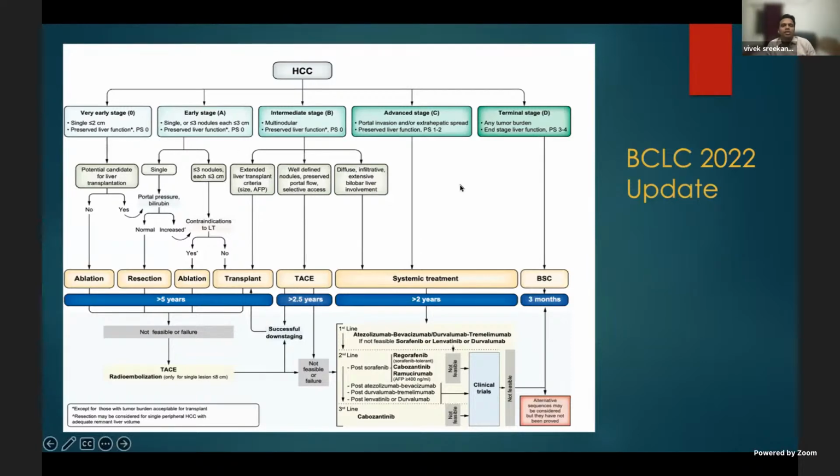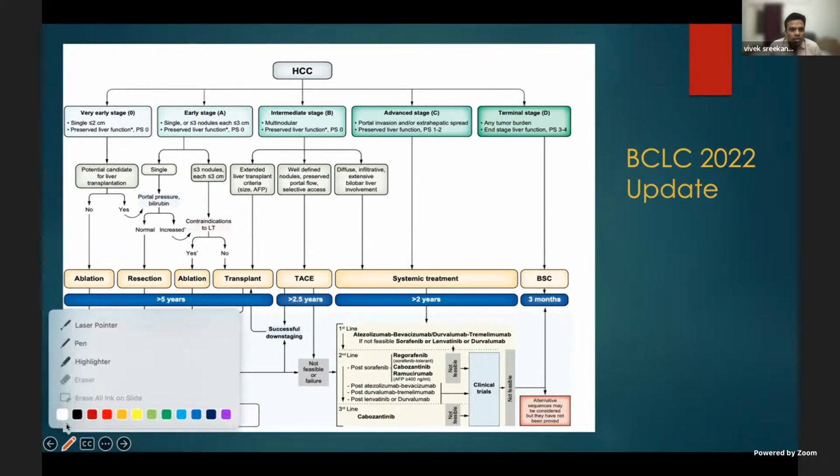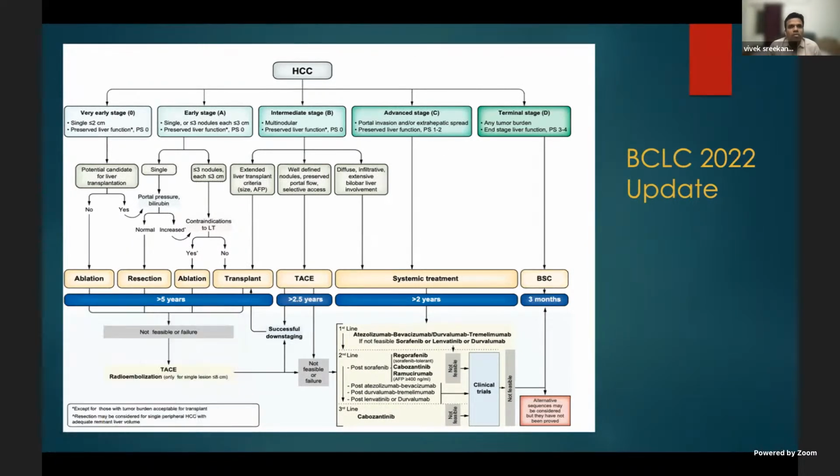Okay, so now everyone has talked about this slide. I think everyone has already touched on advanced and unresectable HCC. So I will be talking about the new changes which have come in early stage and intermediate stage HCC, and also in very early stage HCC with regard to loco-regional therapy, and also in advanced stage HCC.